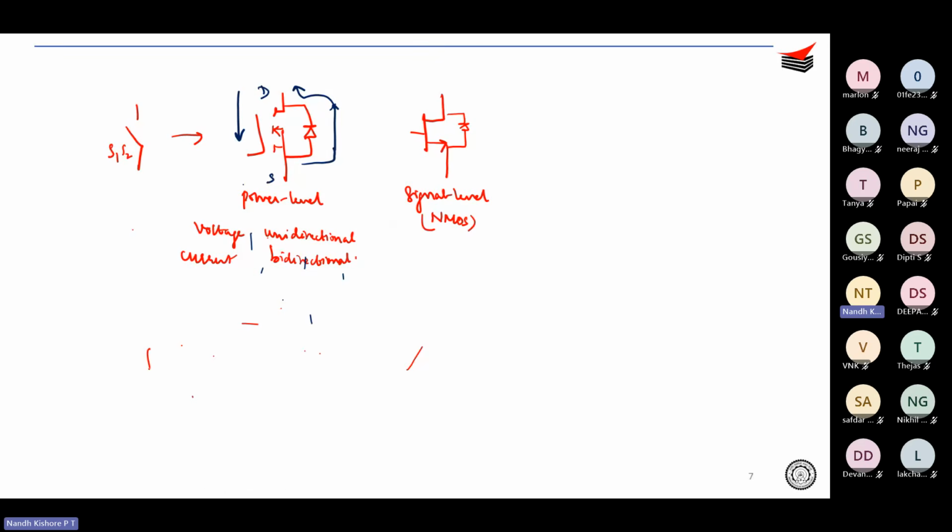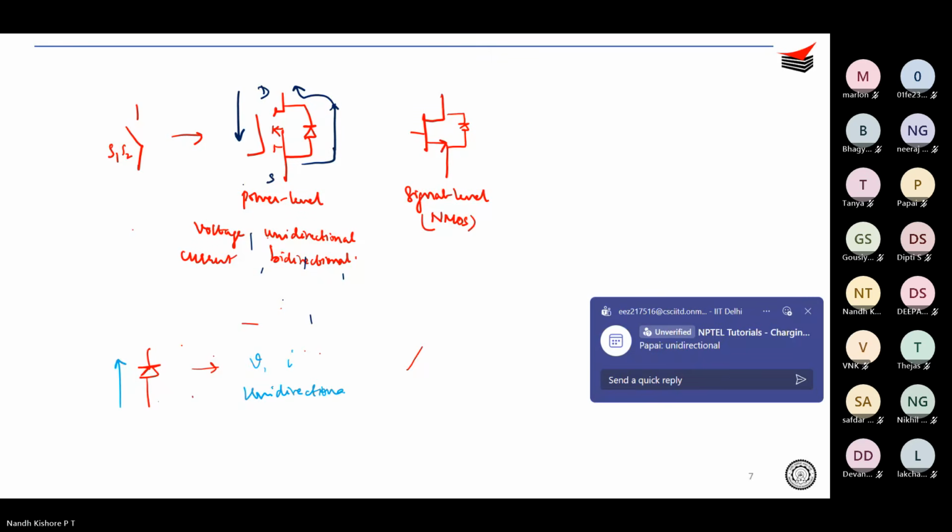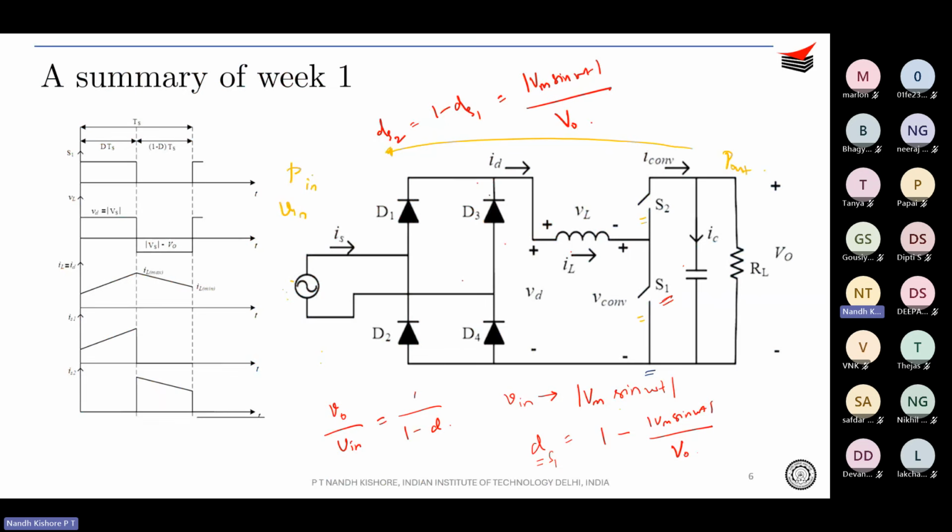However, on the other hand, a diode cannot block bidirectional voltage. It cannot conduct bidirectional current. It can only conduct current in one direction, anode to cathode. So this is voltage and current unidirectional, correct. The reason this converter is not bidirectional is because of the diode bridge rectifier.